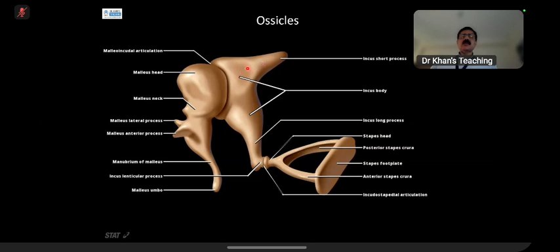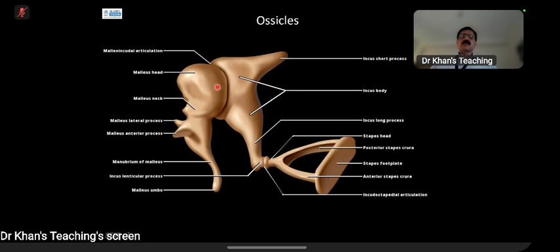Incus has got a body. This is the body, this is the short process, and this is the long process. Please remember that the body and the short process of the incus are sitting within the epitympanum. But the long process dips down back into the mesotympanum and makes this joint with the stapes. This joint is again an exam joint.